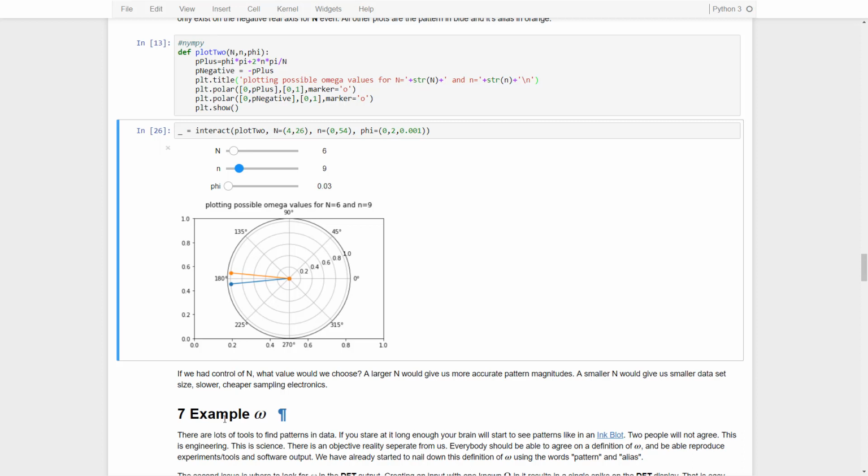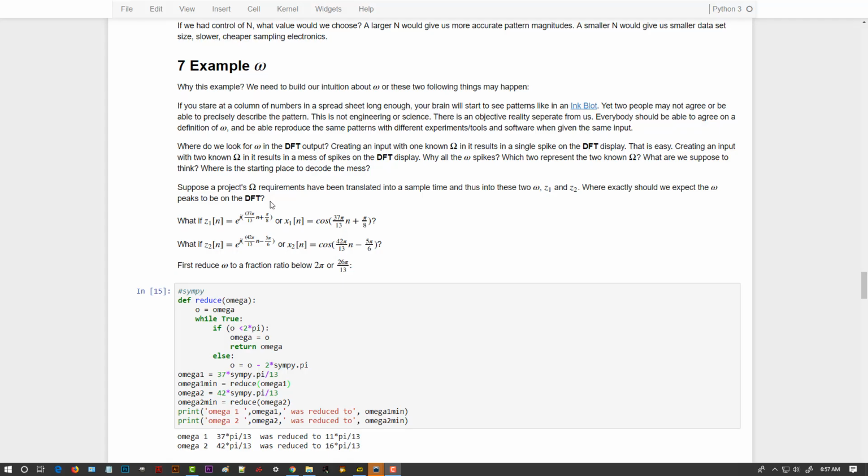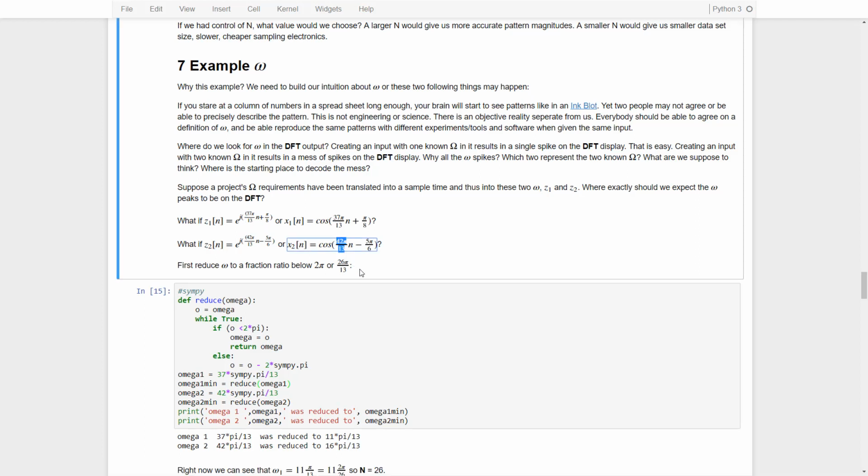Now, the next section 7 drives us into this animation in even more depth. So let's continue with that. Suppose we're looking for two frequencies in our input data, and these frequencies in time have been translated into little omegas. What kind of spikes should we see? What kind of stem plots should we see in the DFT?